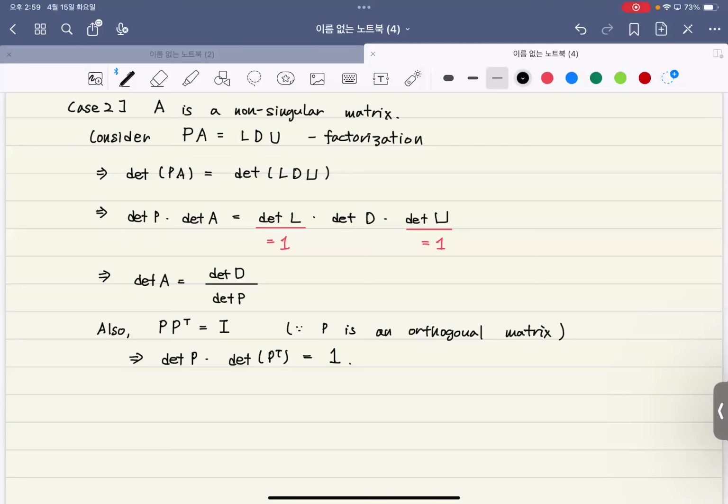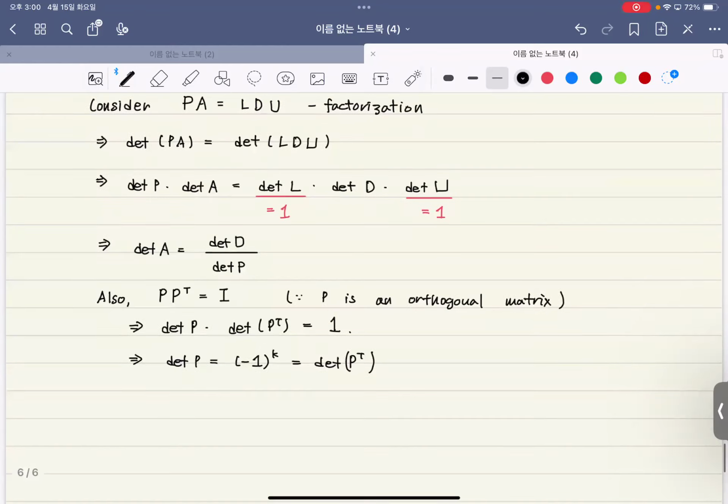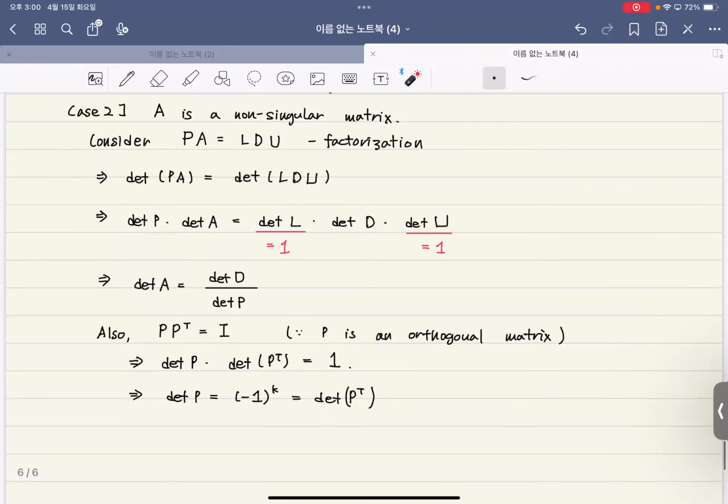Right? So the determinant of P is minus 1 to the k, and this is also true for the determinant of P transpose. So we apply the determinant function towards this equality.